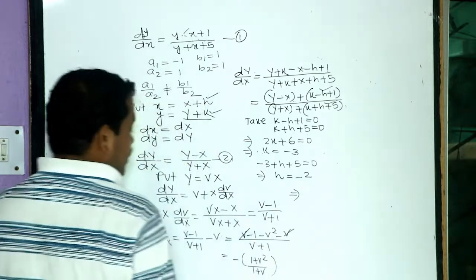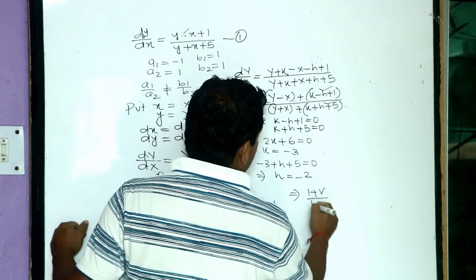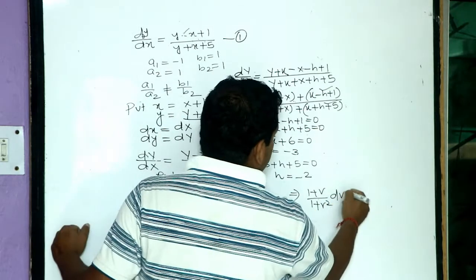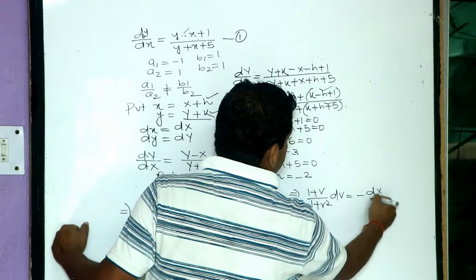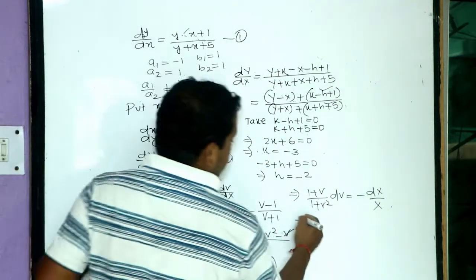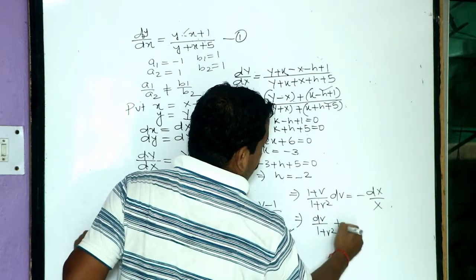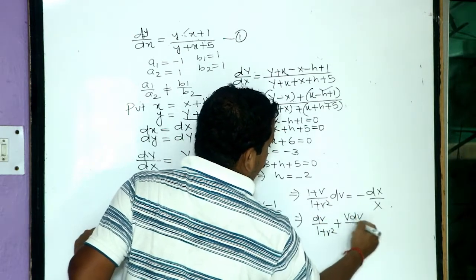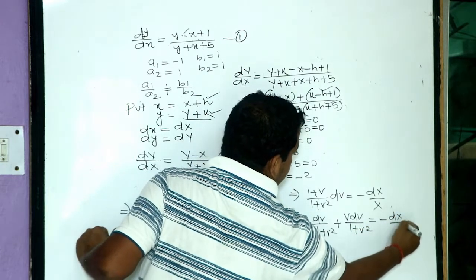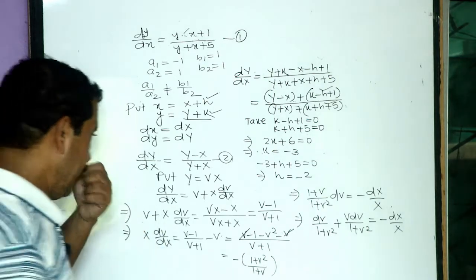Now using variable separation, 1 plus v by 1 plus v square dv equals minus dX by X, which becomes dv by 1 plus v square plus v dv by 1 plus v square equals minus dX by X. Now we have to integrate both sides.